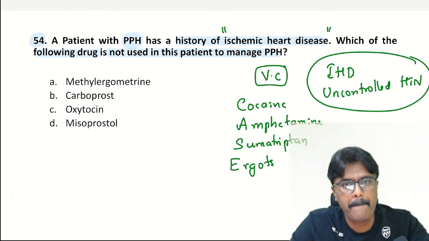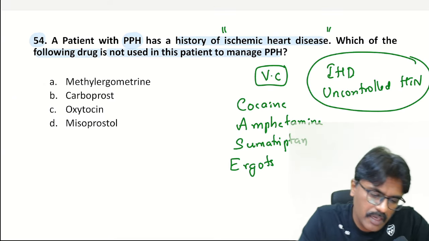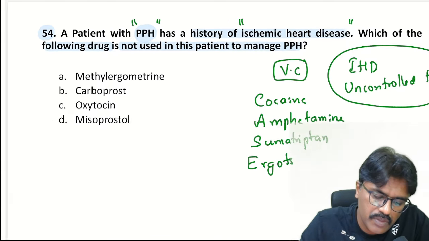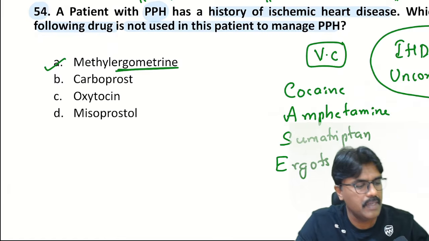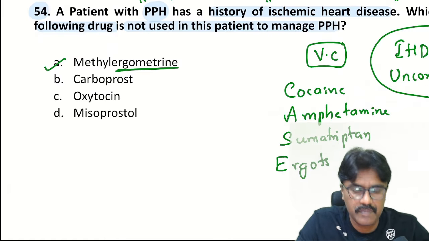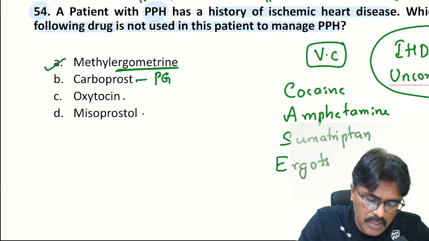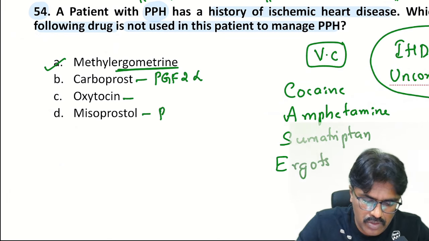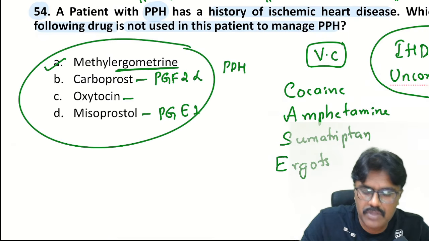CASE: cocaine, amphetamine, sumatriptan, ergots. Just now we discussed that in migraine. So the lady is having PPH and ischemic heart disease, which we should not give is ergot, that is methylergometrine. So the answer is A. I cannot give it. Can I give carboprost? Yes. Oxytocin? Yes. Misoprostol? Yes. Carboprost belongs to PGF2 alpha. Oxytocin is safer. Misoprostol belongs to PGE1. All these four drugs can be used to manage postpartum hemorrhage. Please note down.